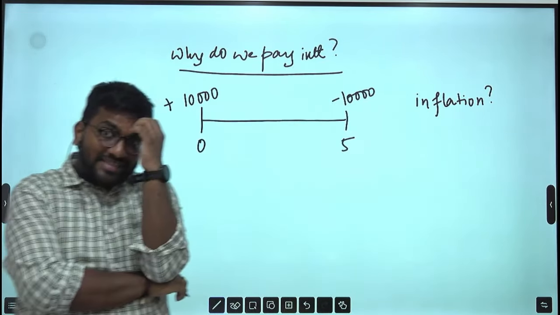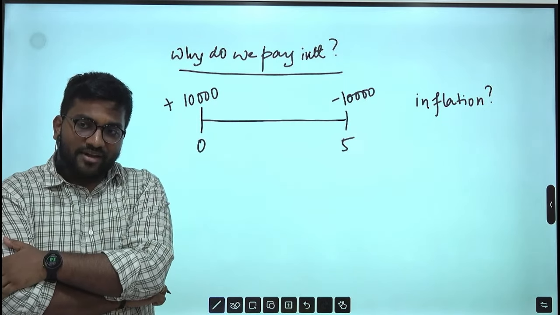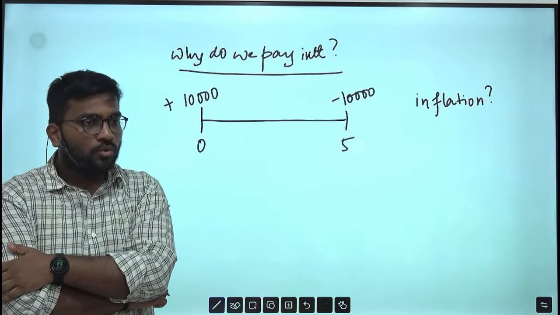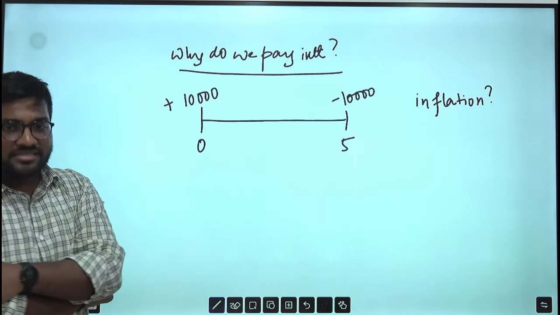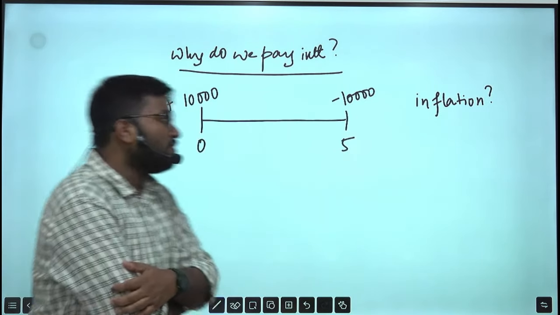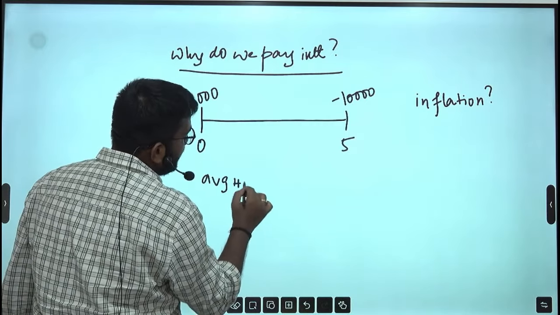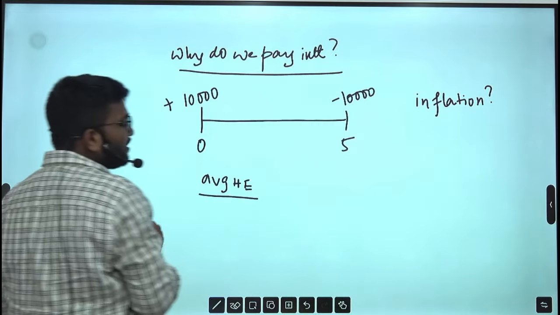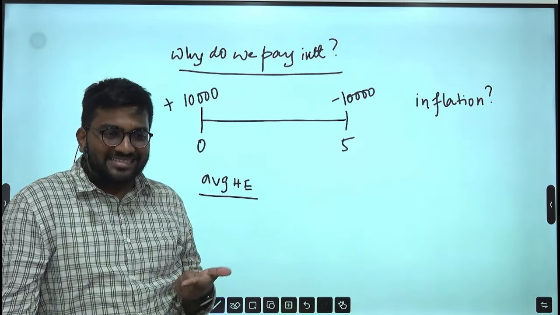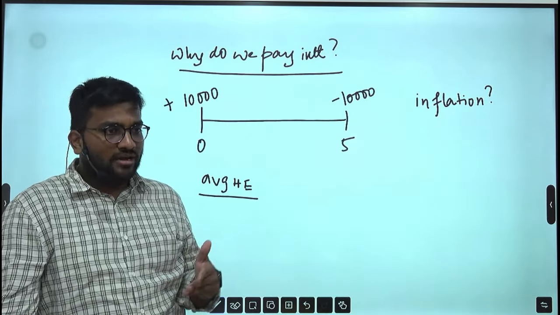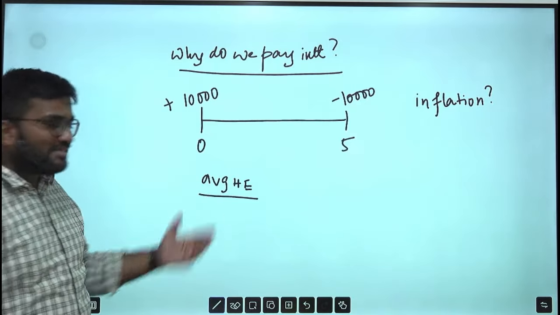Value of the currency decreases? The answer is no. Aggregate value of money decreases? No. See, basically, it's a very simple thing. If the average household expense, what does this include? It includes medical costs, your rents, electricity, food costs, everything, right? So if the average household expense here is 1 lakh.